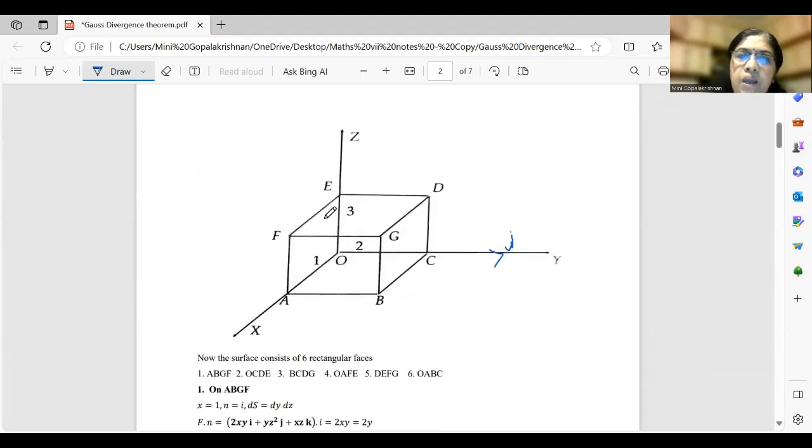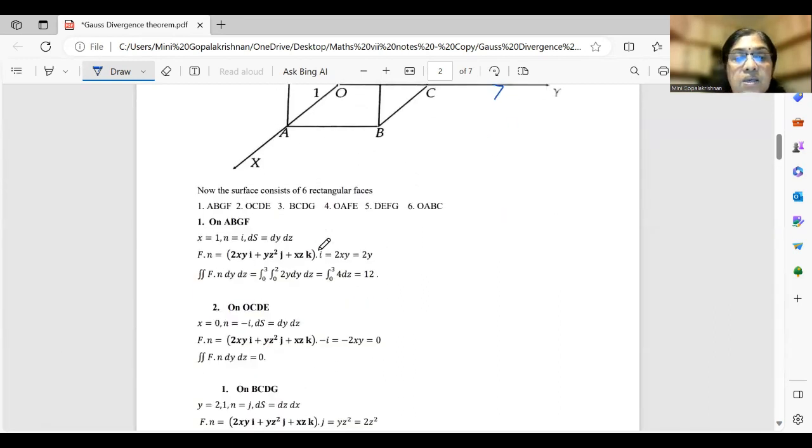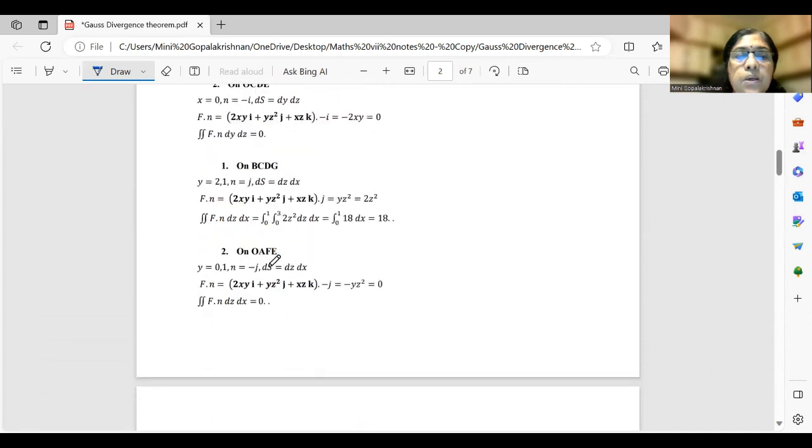On the opposite side, that is AOEF, your n value will be minus j, because it's in the opposite direction. All along this face, the y coordinate will be 0, which makes dy 0. So your dS becomes dx and dz. So n becomes minus j, dS becomes dz dx. When you calculate f dot n, you will get the integrand 0, which makes the double integral 0.